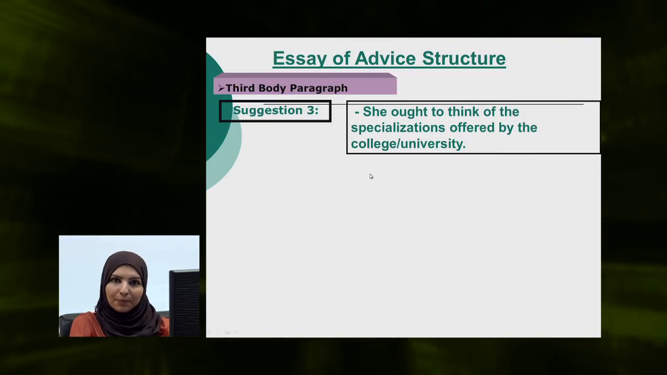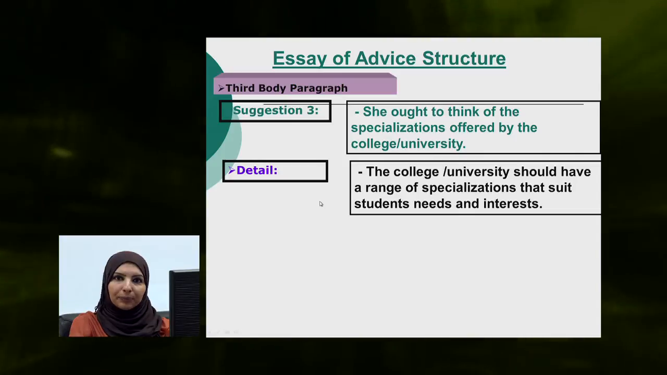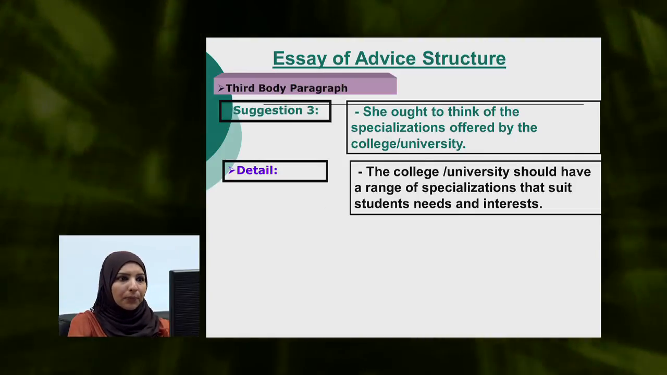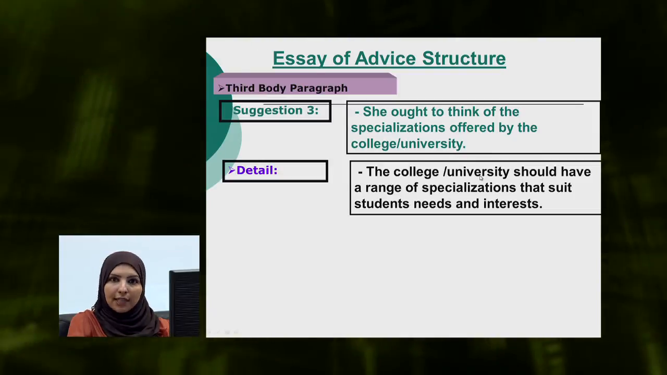And now let's move to the third body paragraph, which is about the third suggestion. The third suggestion here is, she ought to think of the specializations offered by the college or university. And the details can be as the following. The college or university should have a range of specializations that suit students' needs and interests.